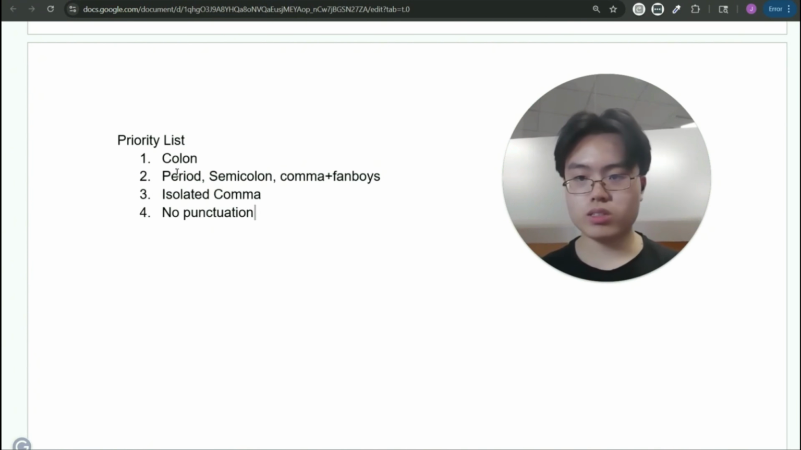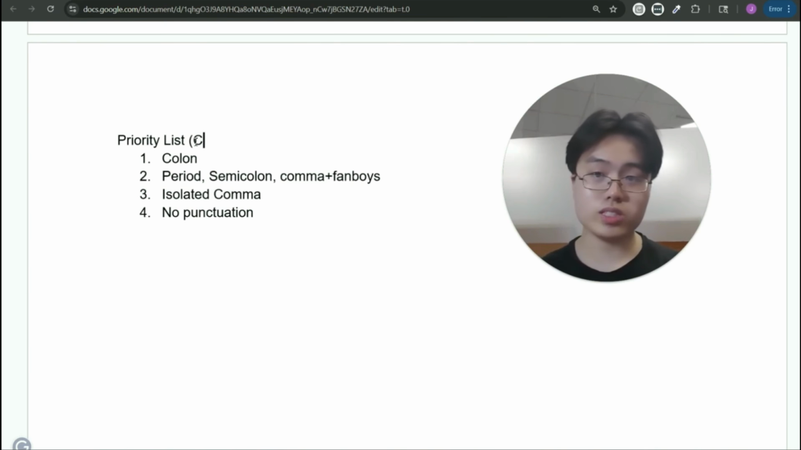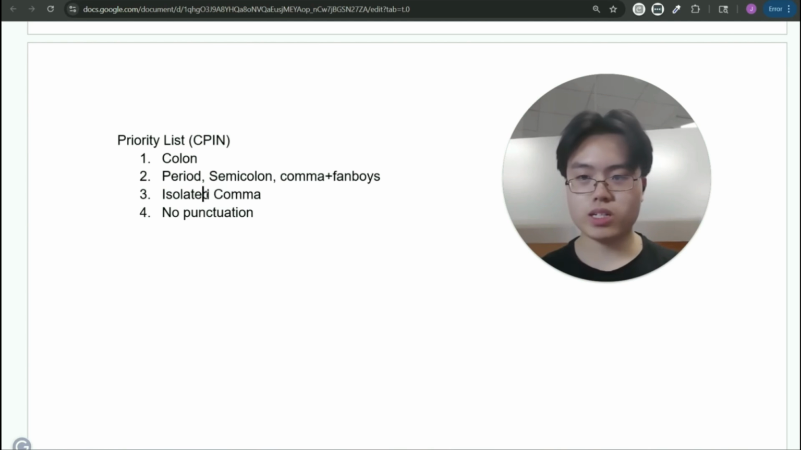So I purposely called everything the way that they are because it forms the acronym CPIN. This might help you memorize it. It might not, but this is a way to memorize the order. Just keep in mind, this P is just for the period. There's also the semicolon and comma FANBOYS in that line as well. Okay. And again, this is the order you check the answer choices in.